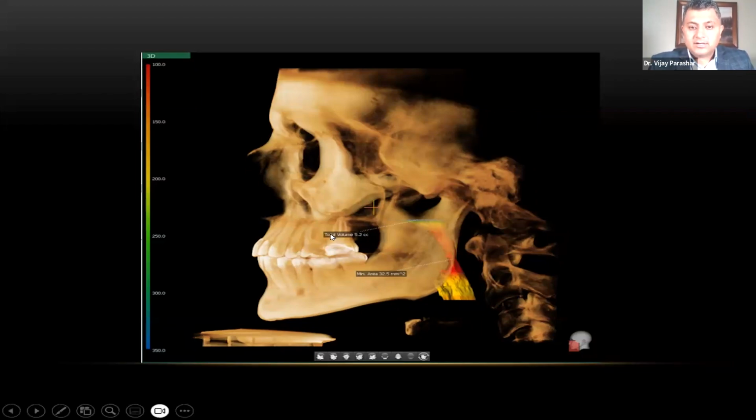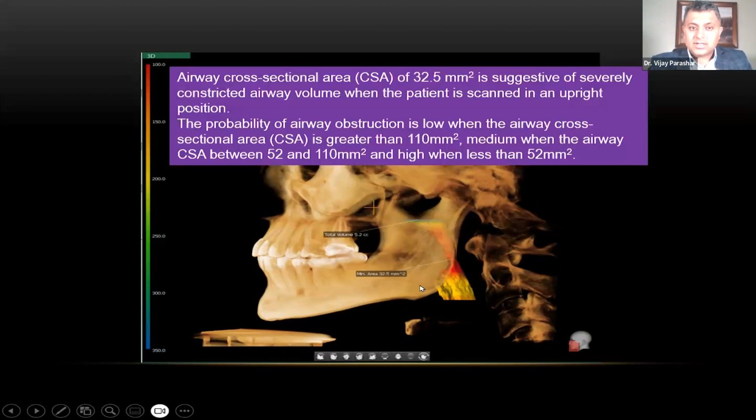So again, if we look at it, we have two numbers. One is total volume, which goes from posterior nasal spine all the way down to epiglottis. That's the total volume. Second is most constricted area. The research shows us that the probability of airway obstruction is low when the smallest cross-sectional area is larger than 110 millimeters. So again, this is probability. Because the patient is awake, sitting or seated in a machine, it does not take into account the tissue laxity. So when the patient lays down, the tissue could fall back. But other than that, these are the numbers.